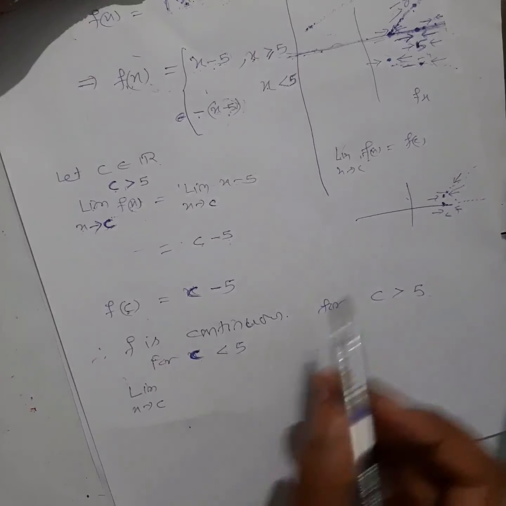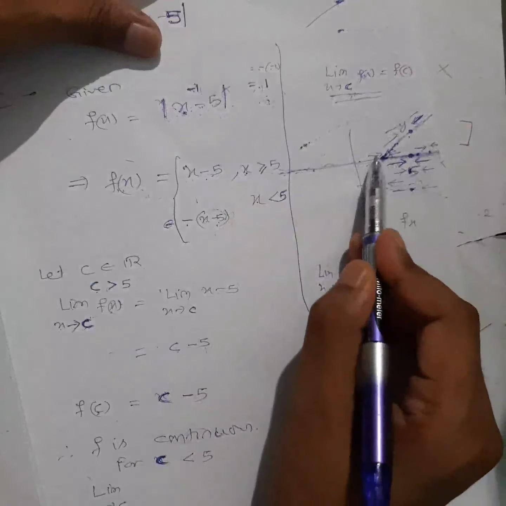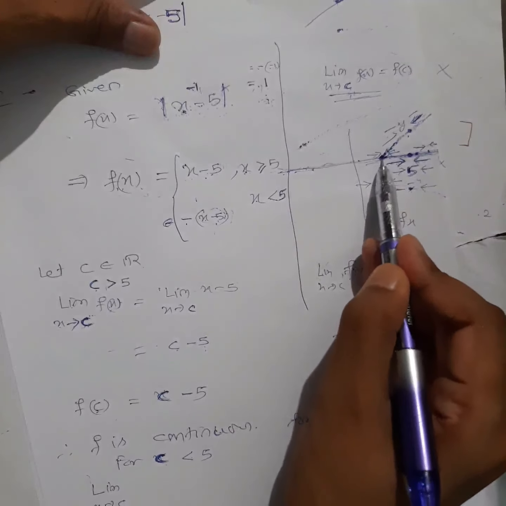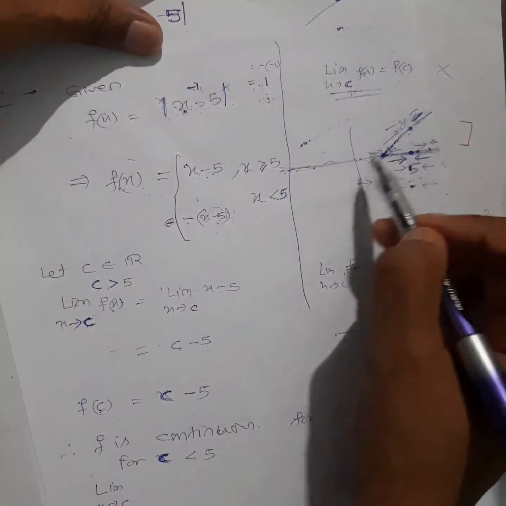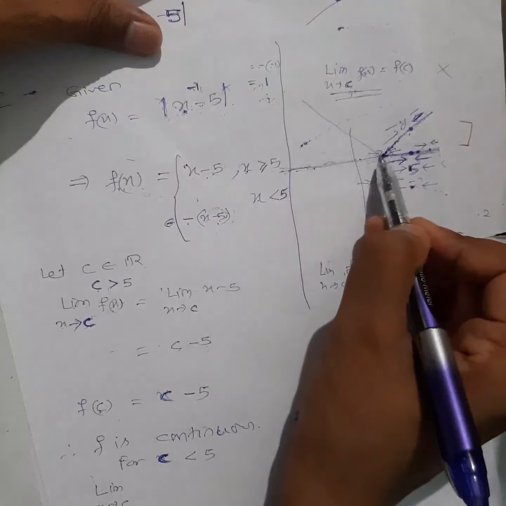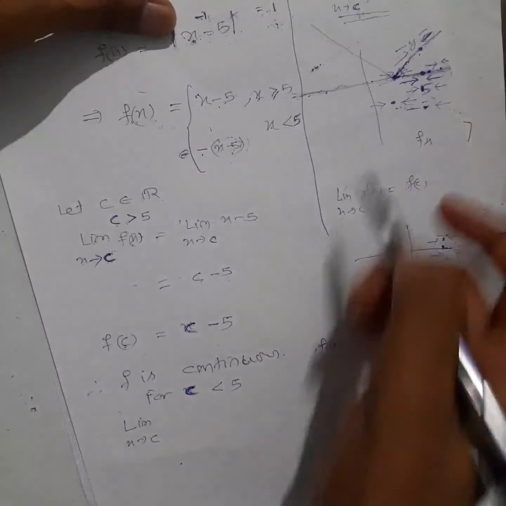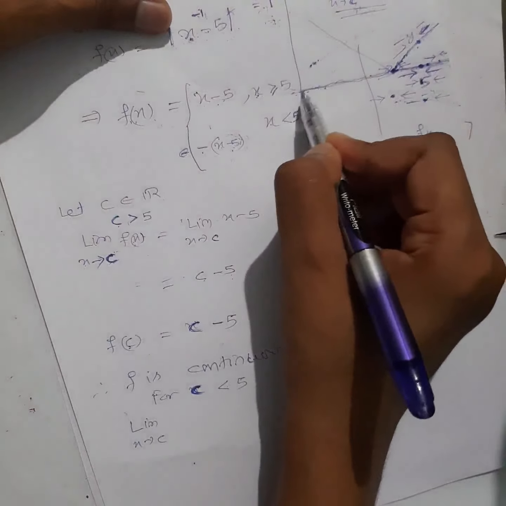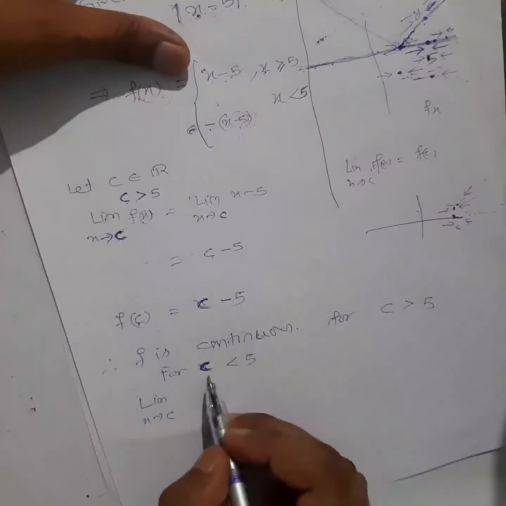Next, for c less than 5 we will show that here also the graph does not break. Okay, then we will show at this point also the graph does not break, means this point also is there. So this line is there, I will show this line also will be there, and this also will be there. Then what will happen? This graph will not break. Okay, so for c less than 5, x less than 5, what graph will you get?